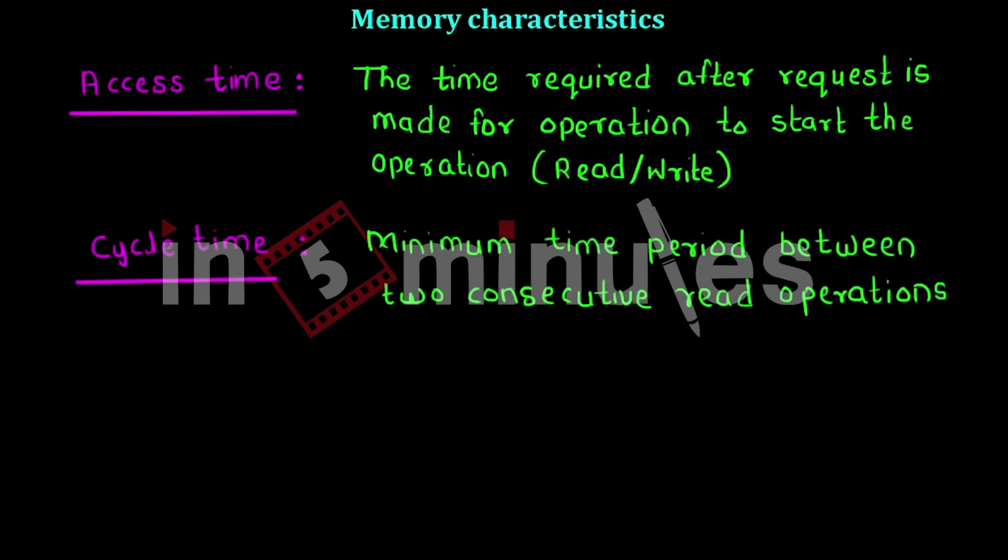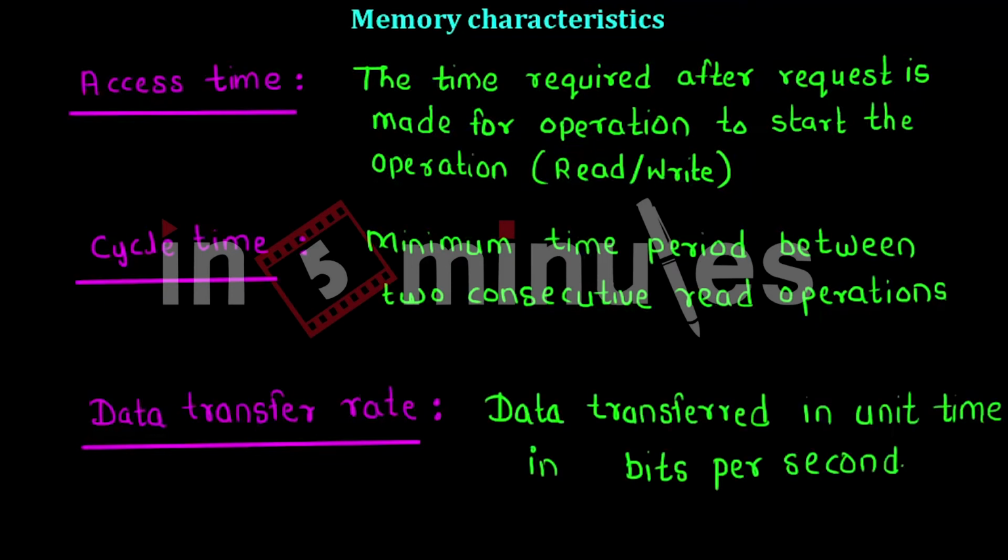The second timing parameter is cycle time. The cycle time is defined as the minimum time period between two consecutive read operations. So basically, it defines the average time taken by the memory read operations. Another way of measuring the speed of the memory is the data transfer rate. It is nothing but the data transferred in unit time, expressed in bits per second. This characteristic is also used in various communication terminologies, but the data transfer rate with the memory is associated with the transfer of data between the memory and the processor.